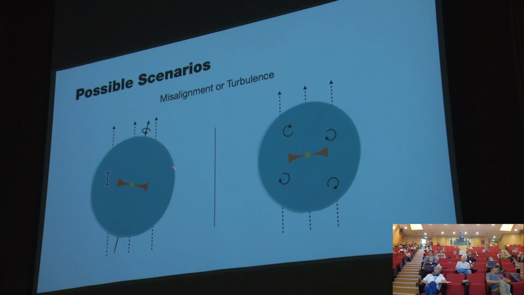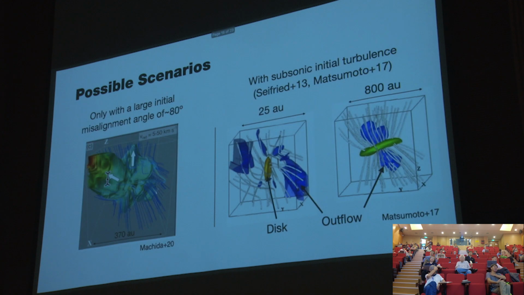For example, in the misalignment case, the specific angular momentum is more efficiently extracted in some particular direction, so it makes a change in the angular momentum vector of infalling material. And the turbulence case is much simpler: the angular momentum vectors are just randomly distributed, so this orientation could change in the disk formation process. In numerical simulation, such time variation of disk orientation is shown.